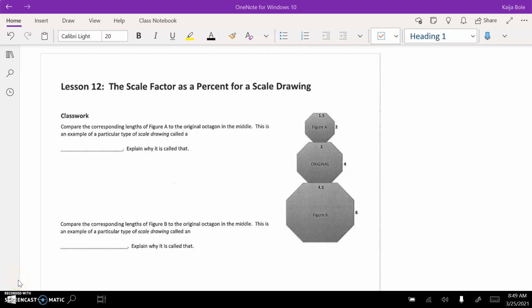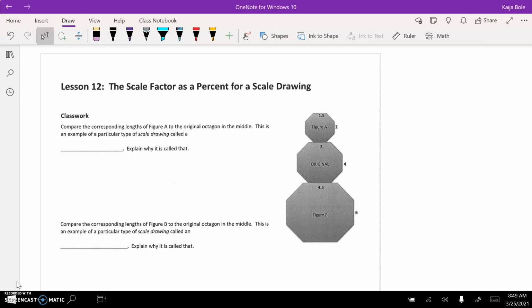Here we are on the notes for 4.12. The scale factor is 8% for a scale drawing. So it says in the first part here, compare the corresponding lengths of figure A to the original octagon in the middle. This is an example of a particular type of drawing called a scale drawing. So figure A to the example, getting smaller, right? This is called a reduction.